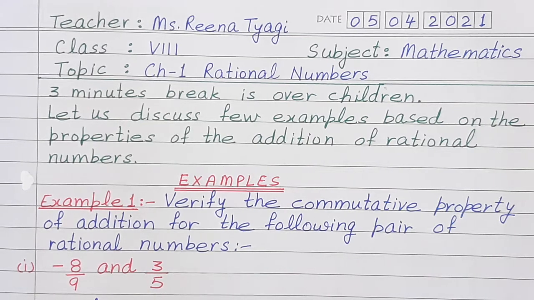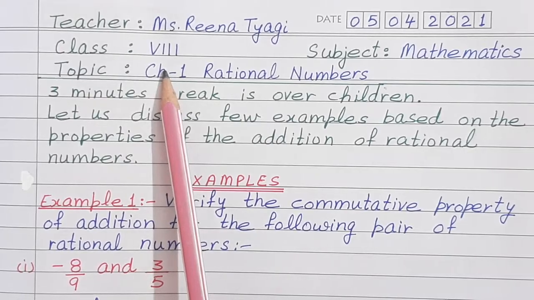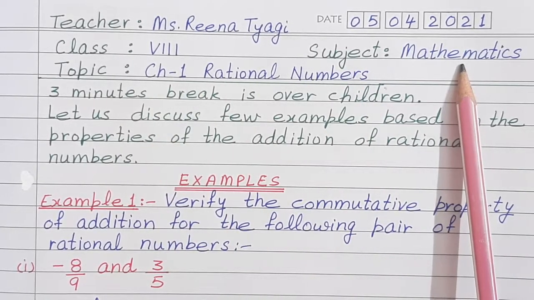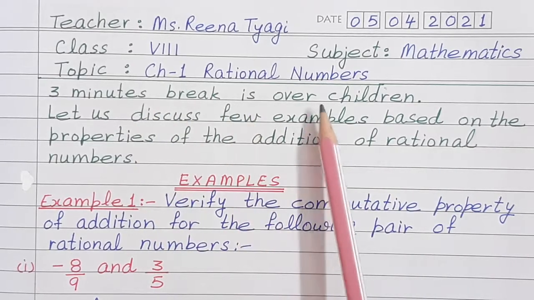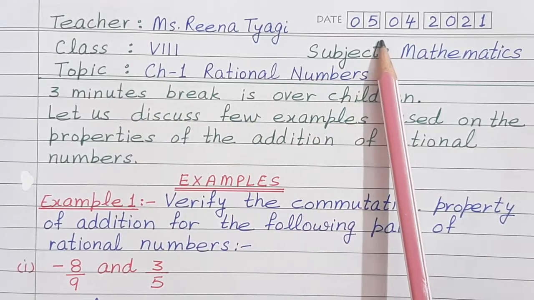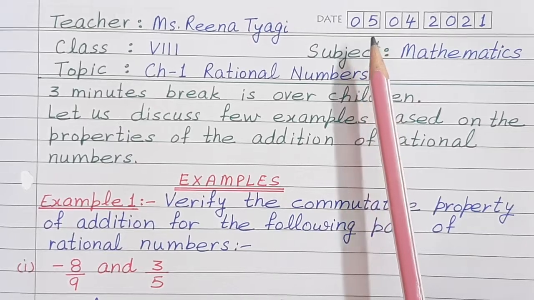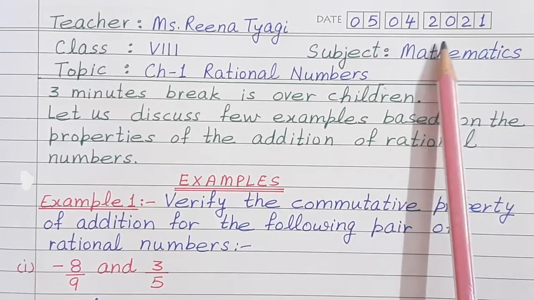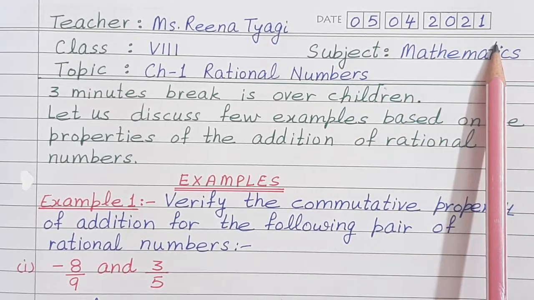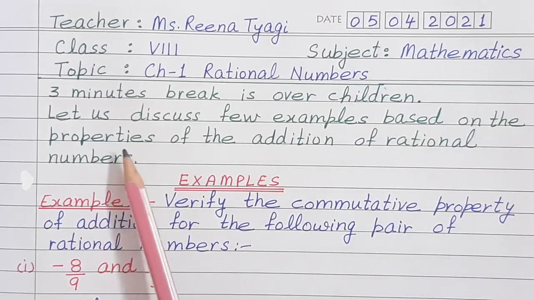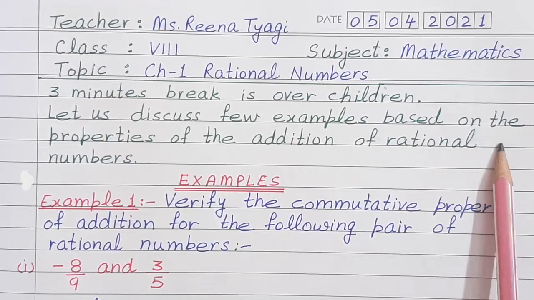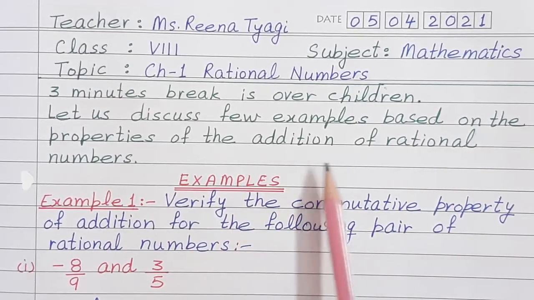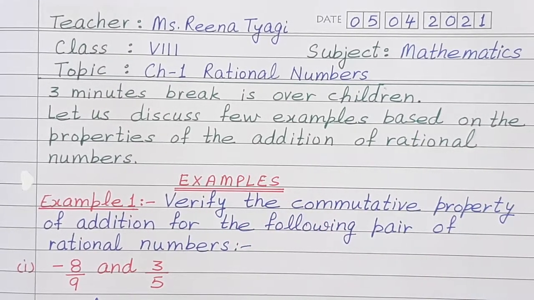This audio is part 2 for class 8 for the subject of mathematics, chapter 1, rational numbers, which is being submitted to you on 5th April 2021. Now students, let us discuss a few examples based on the properties of addition of rational numbers.